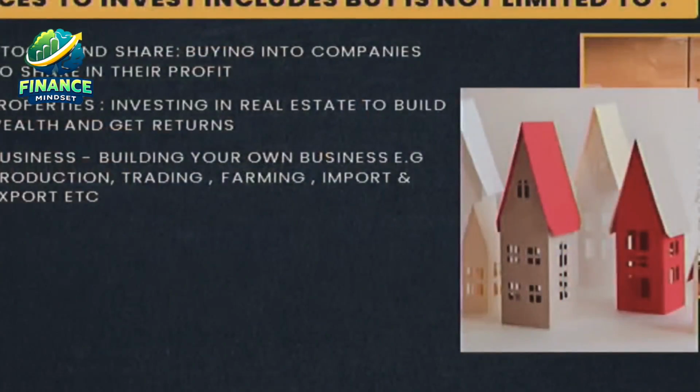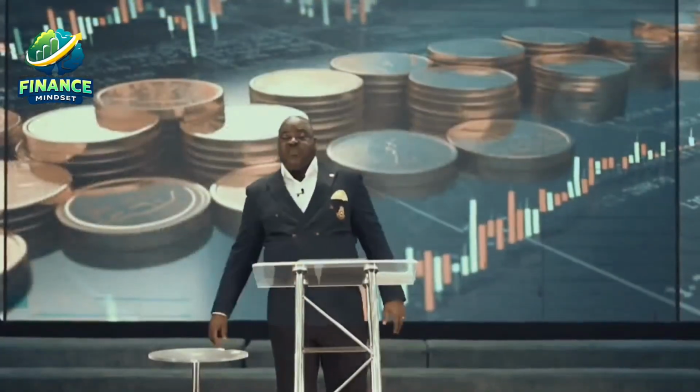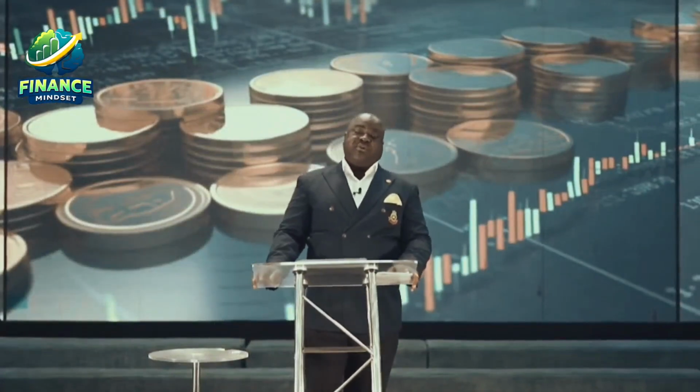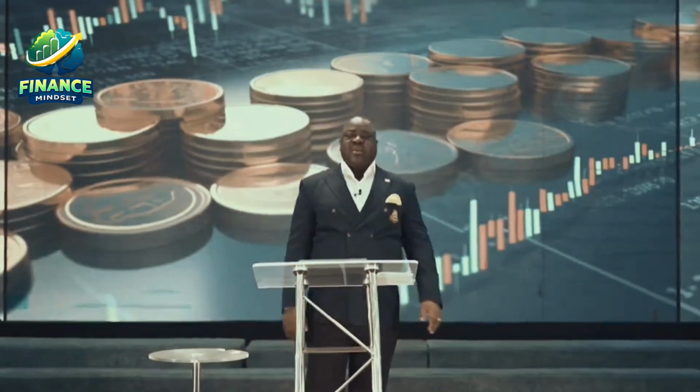There's so much in all this that can be done, so much within the value chain that can help you to make money. Number 4 is intellectual properties, coming up with your own inventions, products or services. I believe very strongly in this. I've written over 100 books. I've published 56 of them right now. And I'm still going to be doing, I think, 2 more books before the end of the year for another market. And I'm telling you, you can make money by coming up with your own intellectual property.